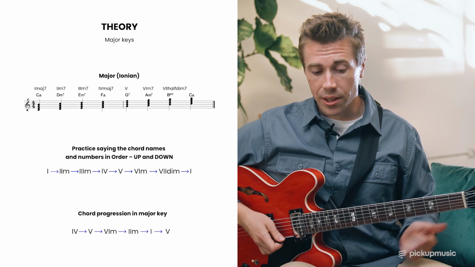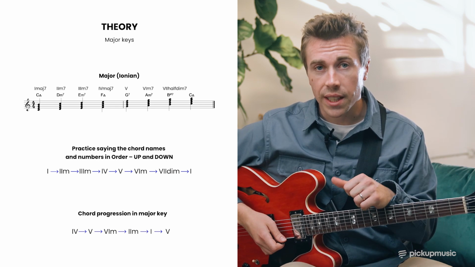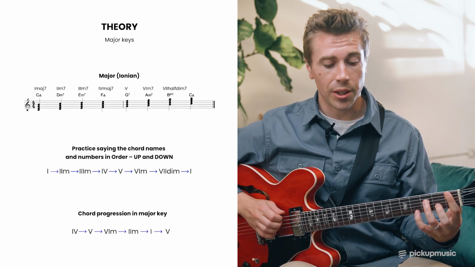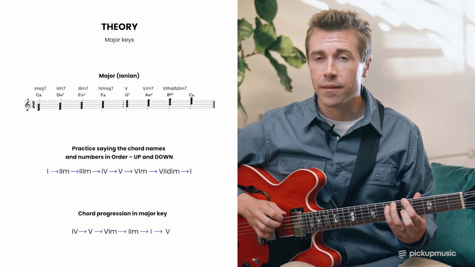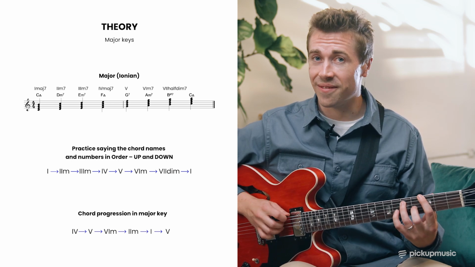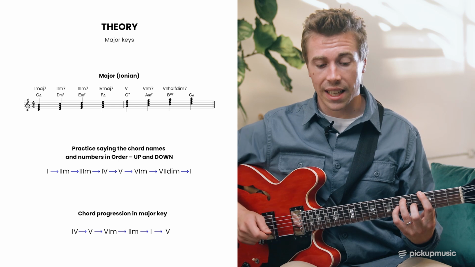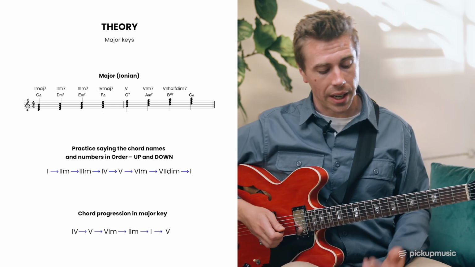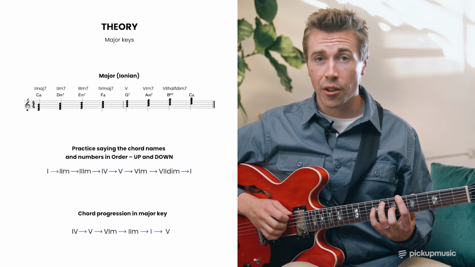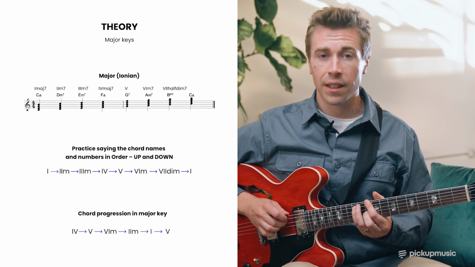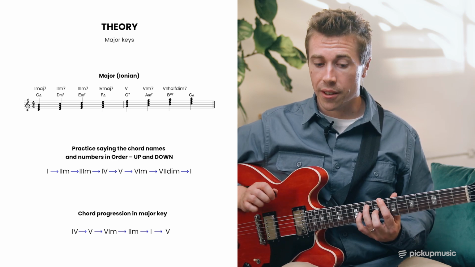Then if someone says to you, hey, let's play a 4, 5, 6, 2, 1, 5, you can go. And you could do that in any key. I'm going to do it in one more key. How about I do it in the key of F? 4, 5, 6, 2, 1, 5.